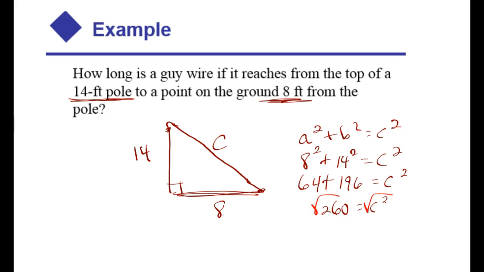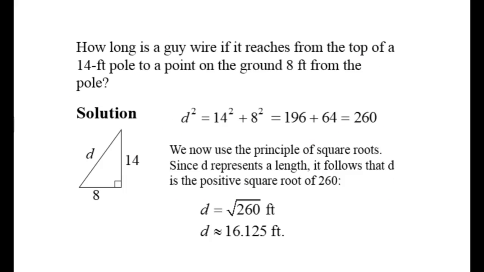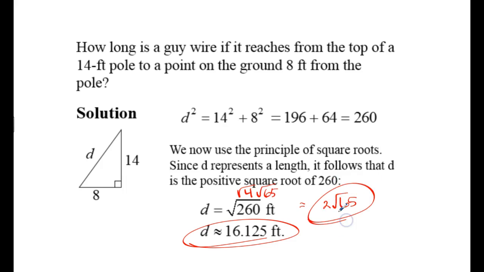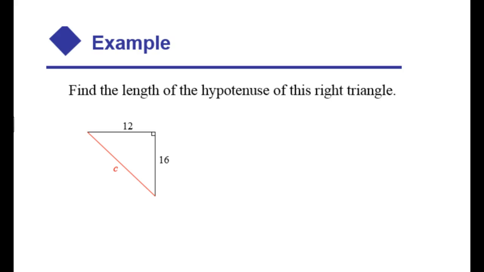You could try to simplify this, but I think we're probably looking for decimal answers here. They'll make a little bit more sense, so I would go to 16.125. There are some cases where I would try to simplify this by pulling out maybe a 4 and a 65, and simplifying this to 2 square root of 65, but I don't even really care about the exact answer. It's probably an estimate when you're dealing with word problems. That makes the most sense.